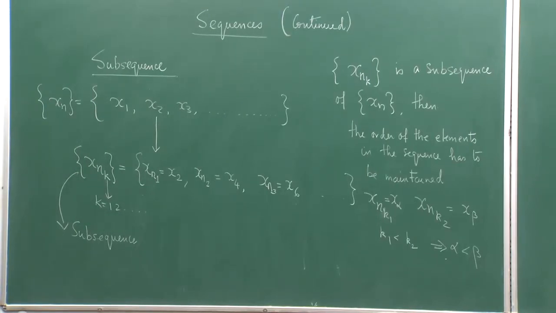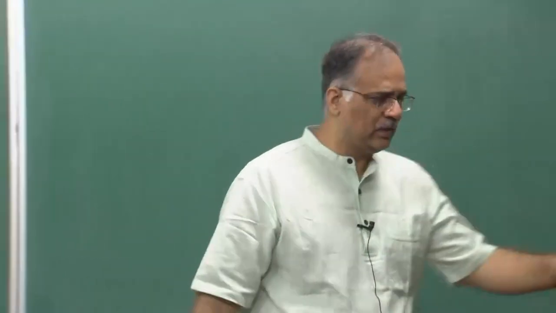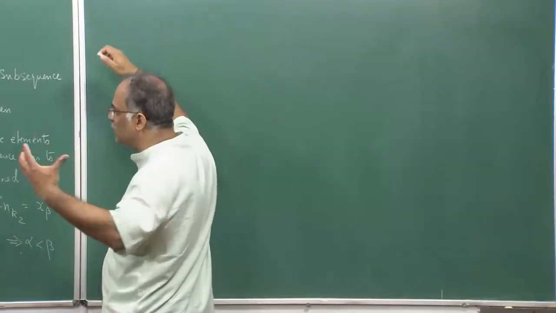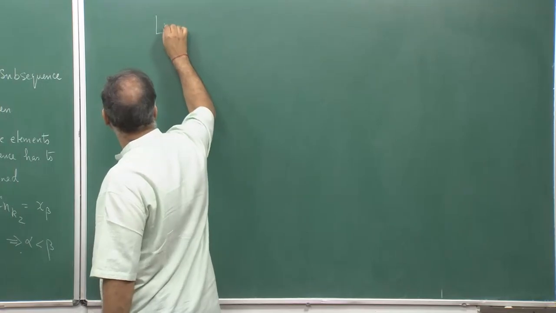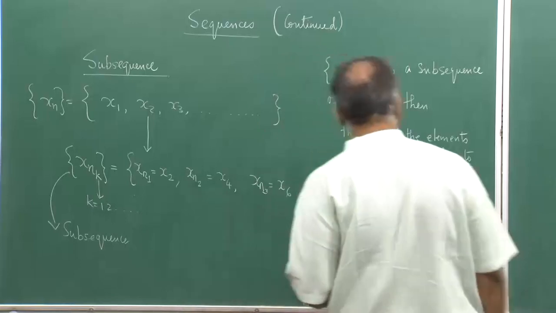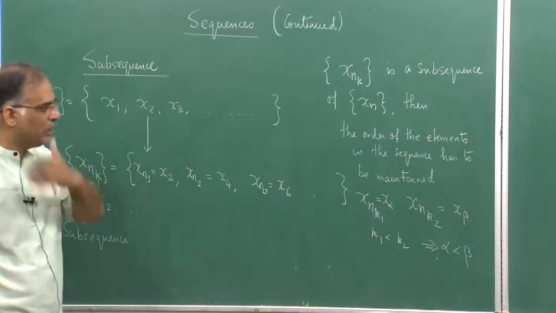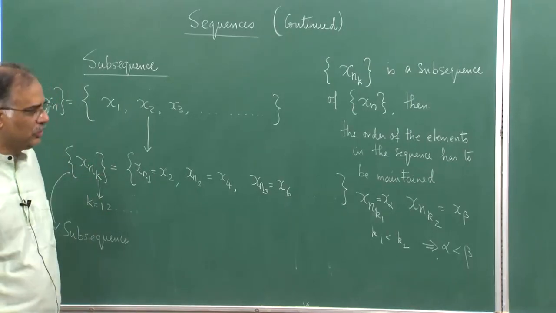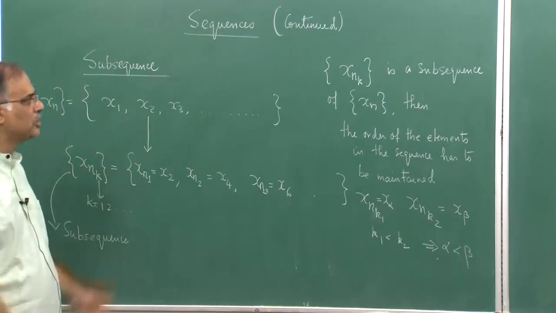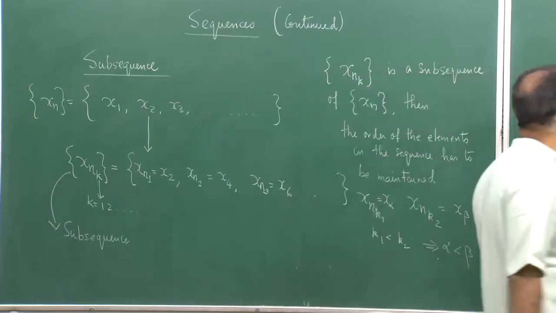So, this is a key fact. Subsequence has a very important link with bounded sequences. So, what is the link between subsequence and bounded sequences? Let us explore that link, which is expressed through a very important theorem called the Bolzano-Weierstrass theorem, whose proof I will ask my TAs to put up on the notice board, because we are not going to prove it here as there is not much time.